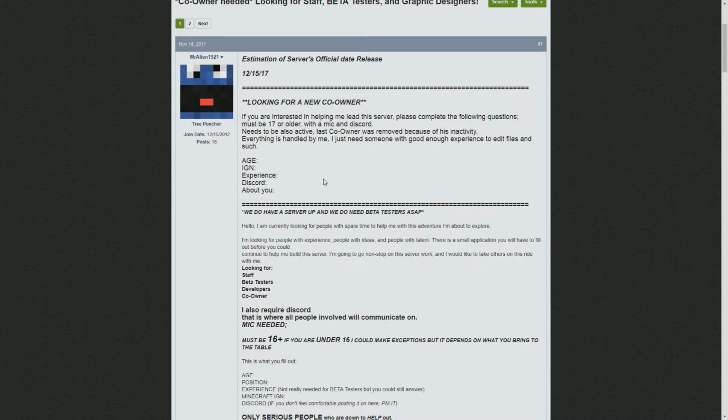The link for this exact page will be down in the description below. You will land on this exact page, so I'm not sending you to the middle of nowhere. You land exactly on this page, and you go through the process like everyone else.